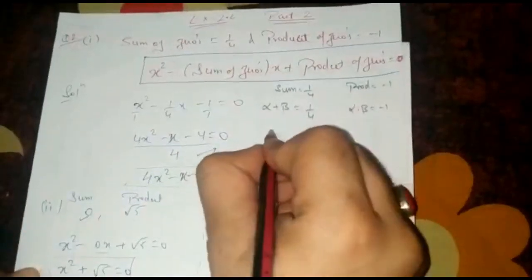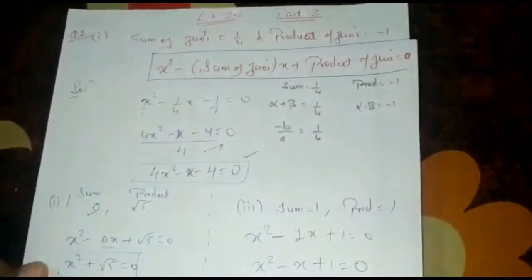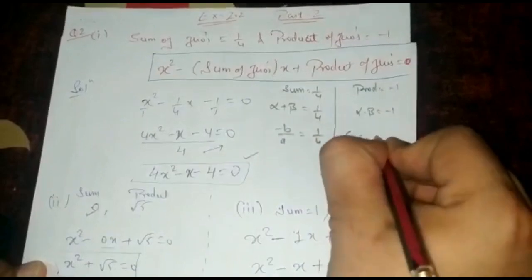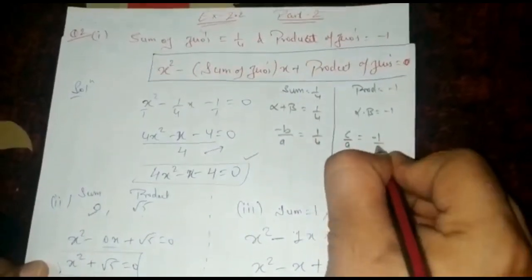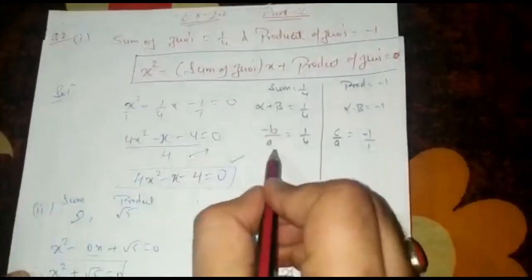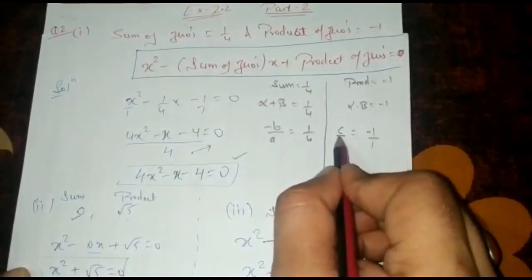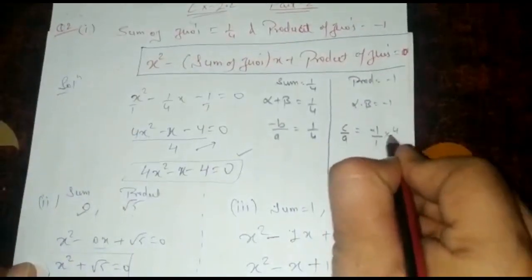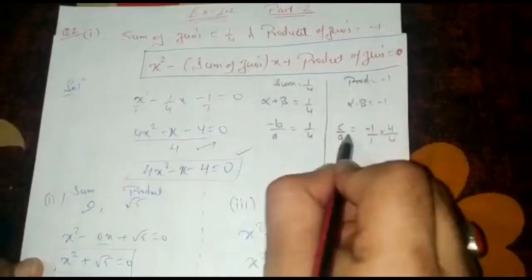So we know that sum of the zeros will be equal to -b/a, and that will be equal to 1/4. And similarly, c/a is the product of zeros, and that will be equal to -1. Nothing is in the denominator, that means 1 is in the denominator. So we have to check here: the denominator is a, here also the denominator is a. In front of a we have 4, so we just multiply and divide this equation by 4, so we get the value of a the same on both sides.